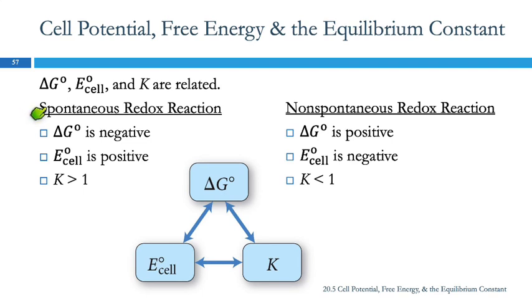So in a spontaneous redox reaction, we learned for any reaction, if delta G0 is negative, then that will be a spontaneous reaction. We learned even earlier that if the equilibrium constant is greater than 1, that favors the products. And so the reaction will go in the forward direction. And what we just learned was that if the standard cell potential is positive, this will be a spontaneous reaction. So non-spontaneous is the opposite of all of those. So these are related to each other, and we're going to look at how they are related.